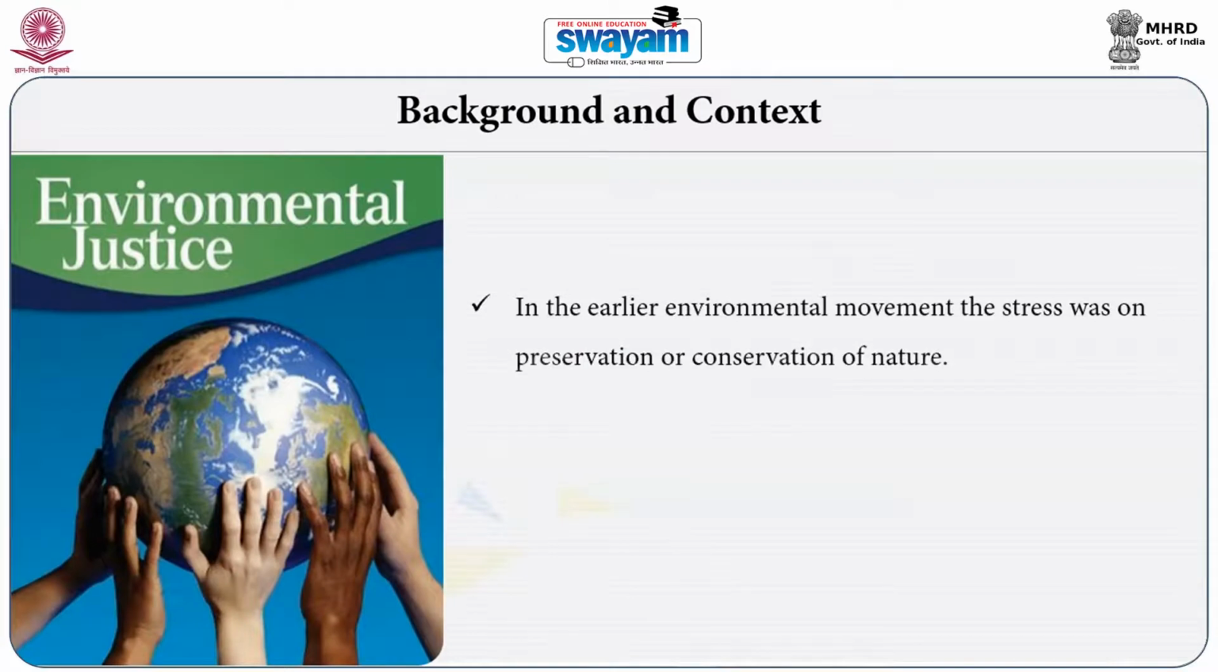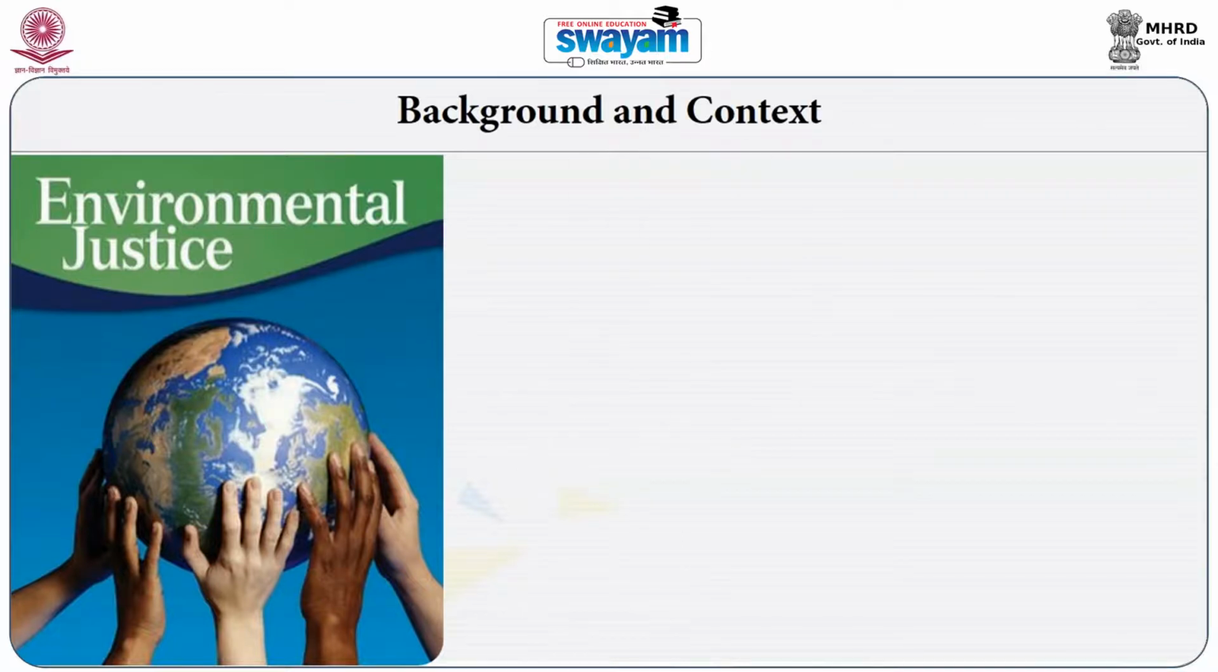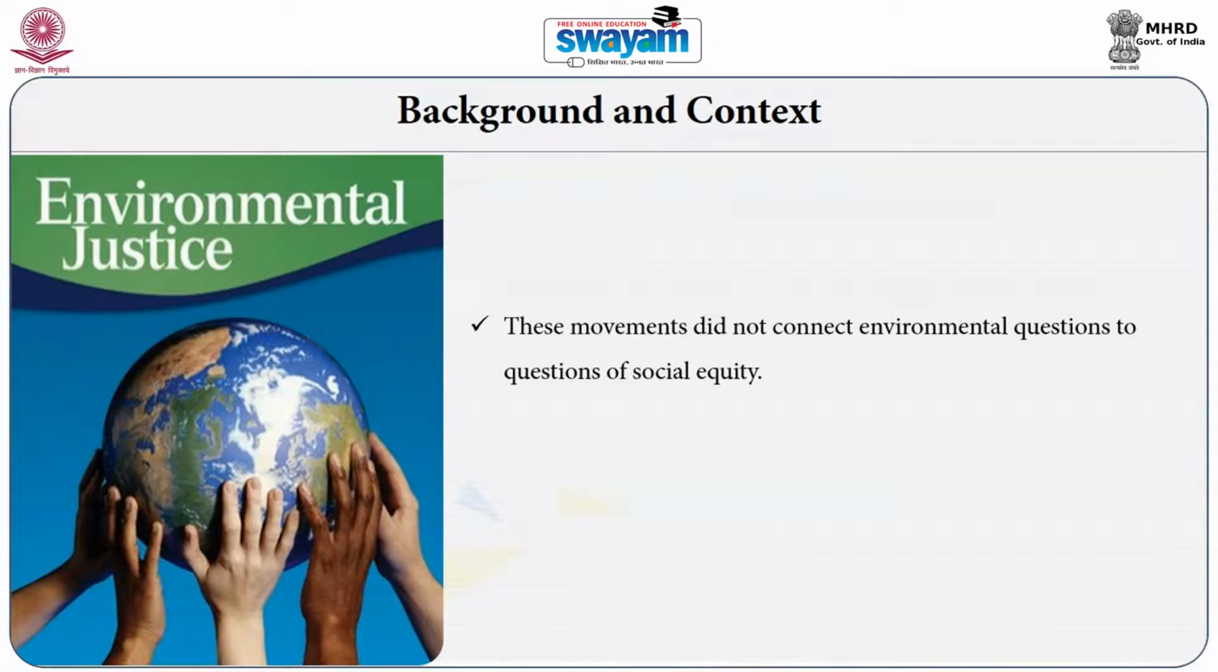In the earlier environmental movement, the stress was on preservation or conservation of nature. This led to movements in countries like the United States to preserve forests, wildernesses, etc. In the 1960s, with the publication of Rachel Carson's Silent Spring, the attention shifted to pollution of different forms. However, these movements did not connect environmental questions to questions of social equity.